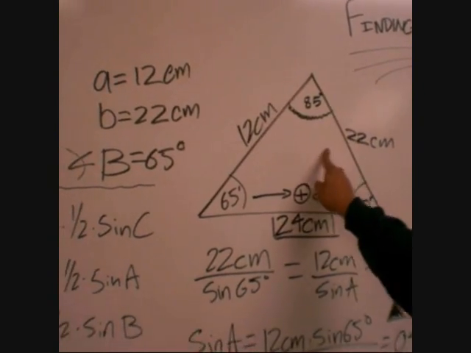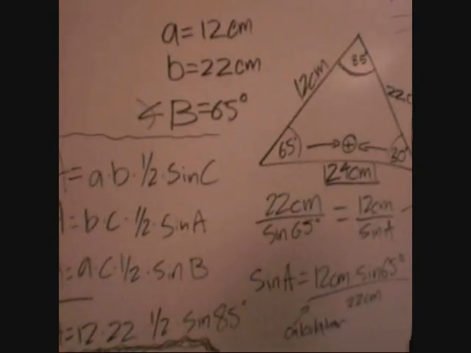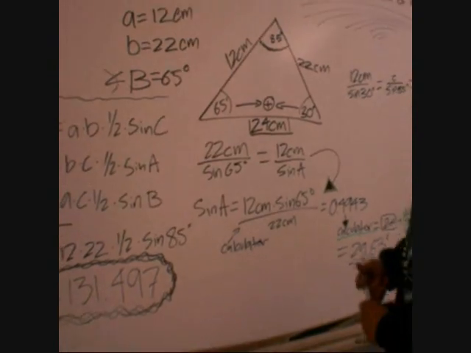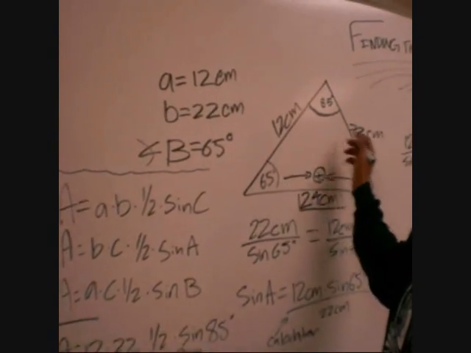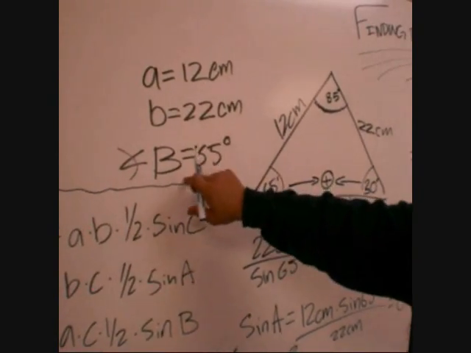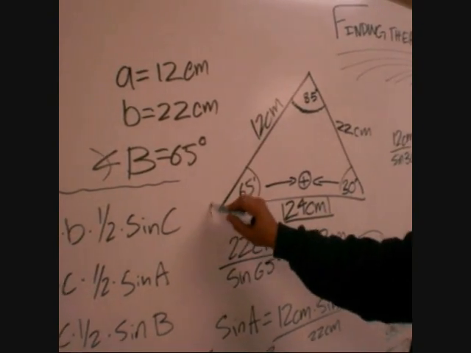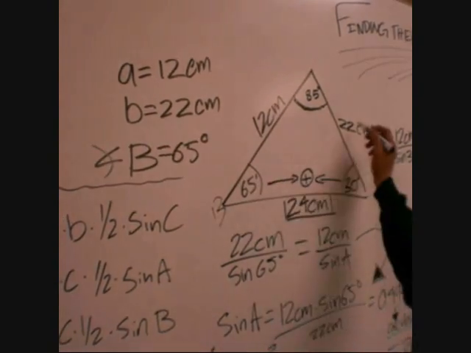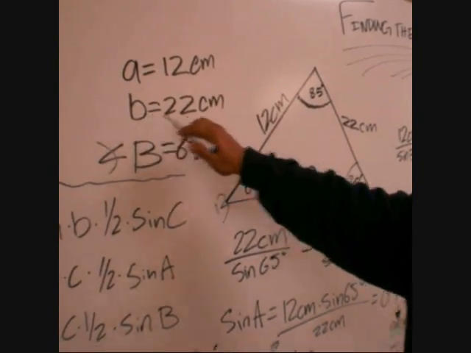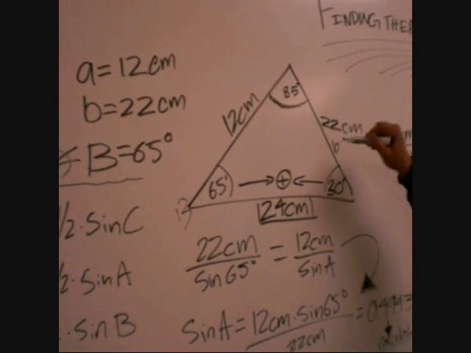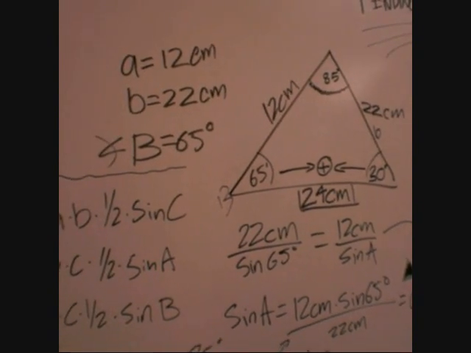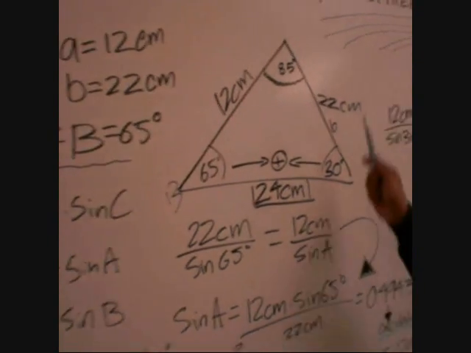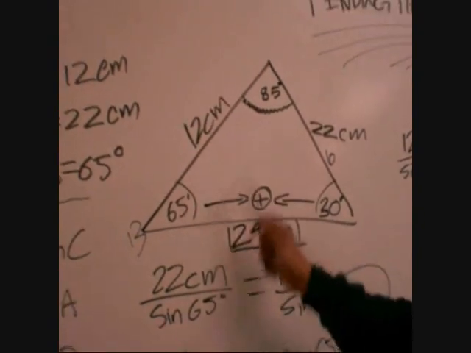Remember, a common mistake that a lot of people make is that they don't always align angle B, right here, oppositely with side B right there. So that's a common mistake you should look out for all the time. Be sure to do the opposites.